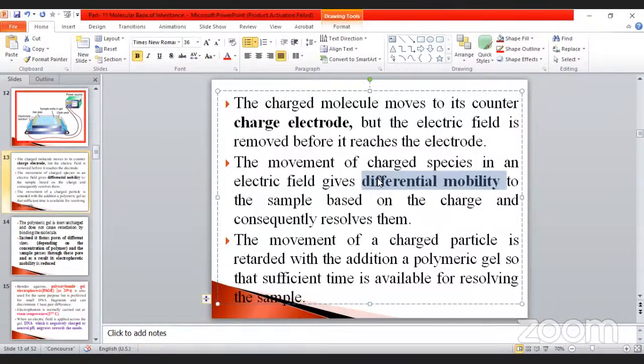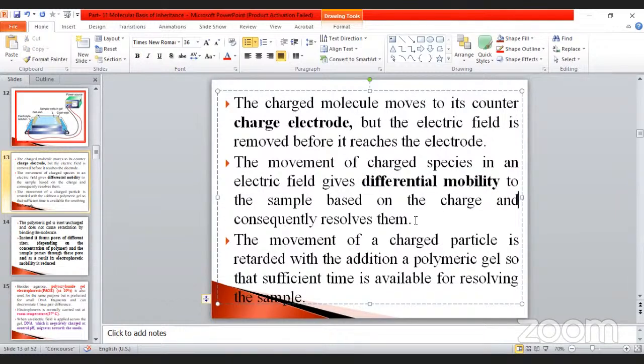Some of the molecules can move a very long distance because the molecular weight is very low. So if the molecular weight is very low, it can migrate towards the pole very fast. Moderate means medium. Which one has a high molecular weight? It can move only a small distance. Two, separate the sample based on their charge and consequently resolve them.